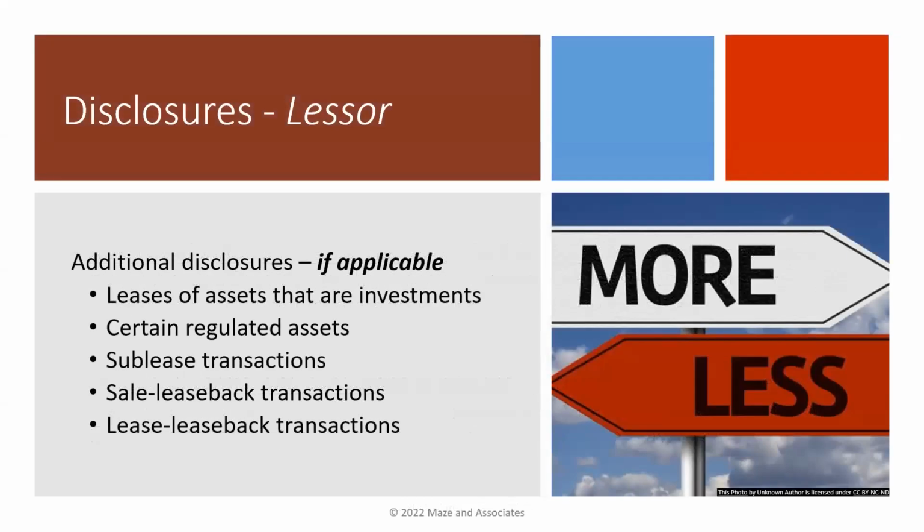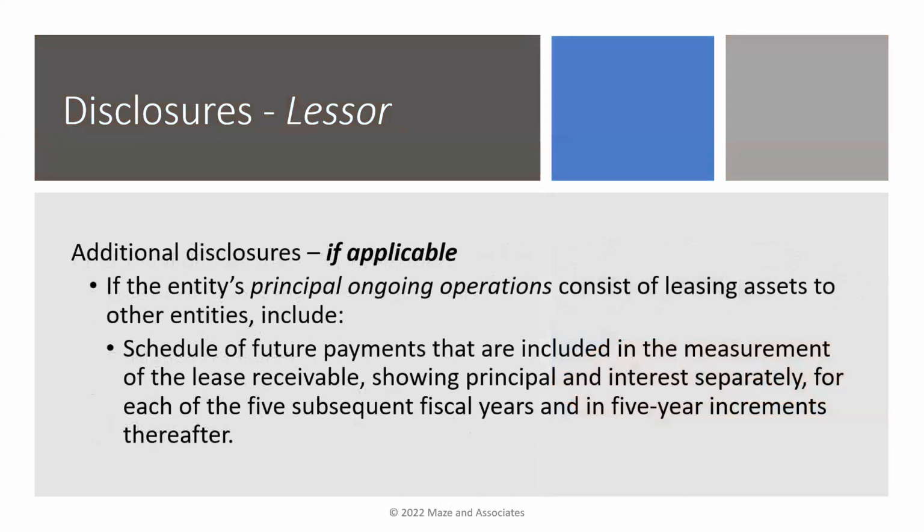And then additional disclosures, if applicable. There's a couple slides on this. You know, if you have any regulated assets, sublease transactions, things like that. And if applicable, if the entity's principal ongoing operations consist of leasing assets to other entities, then you need to include the schedule of future lease payments in the subsequent 5 years and each 5 years after. Wow, I can't say it in English anymore.